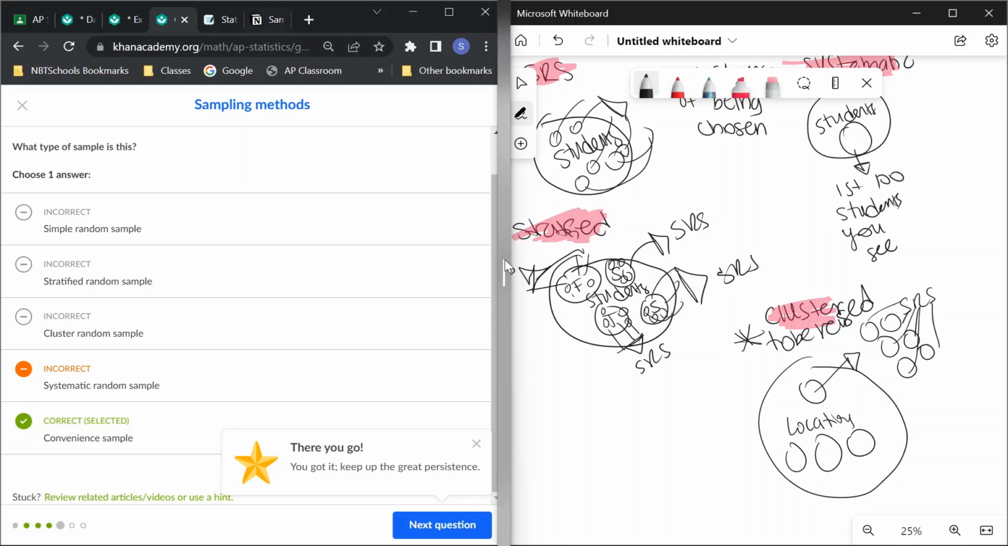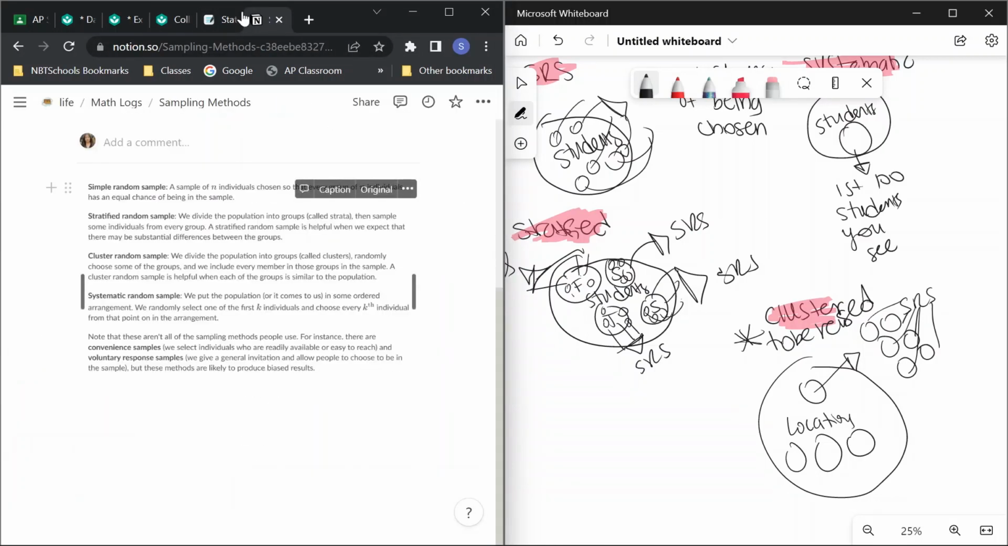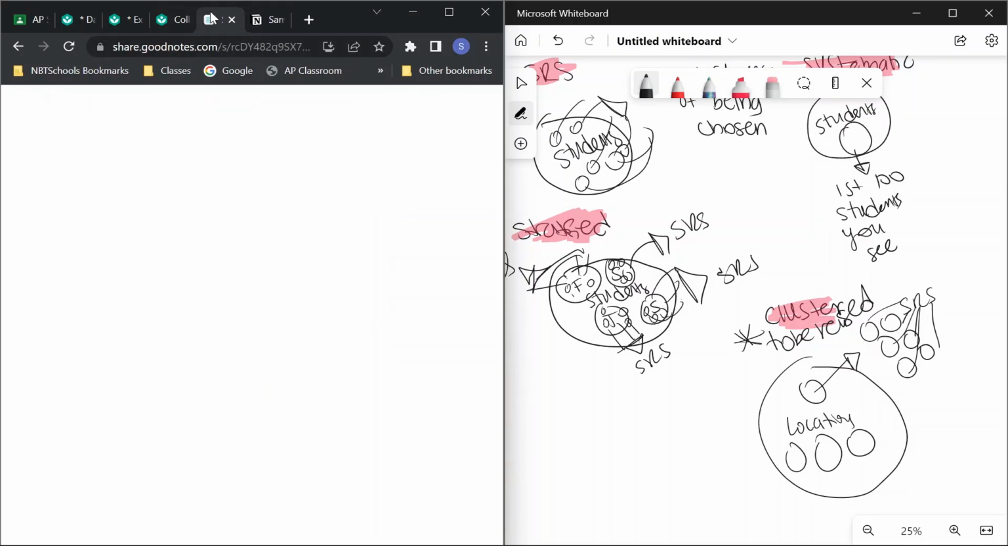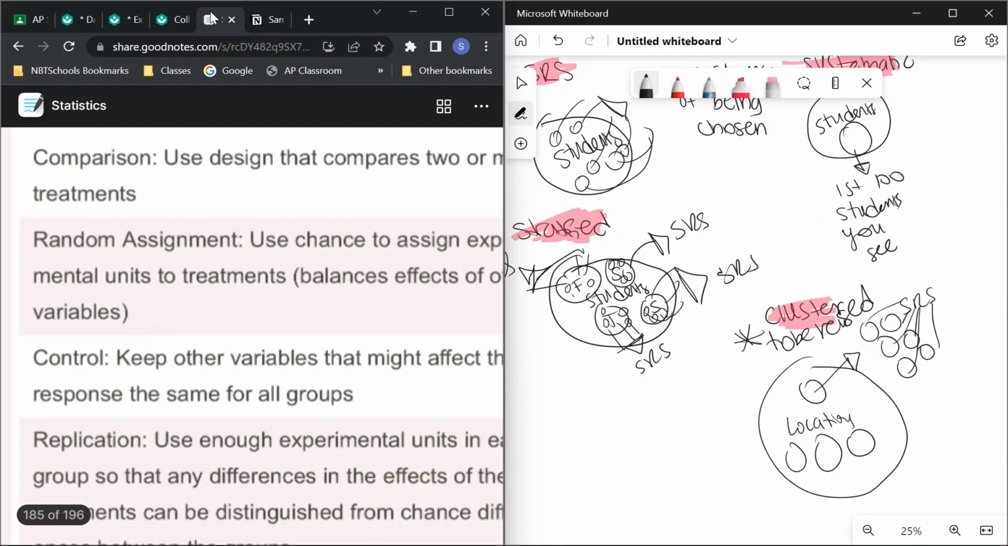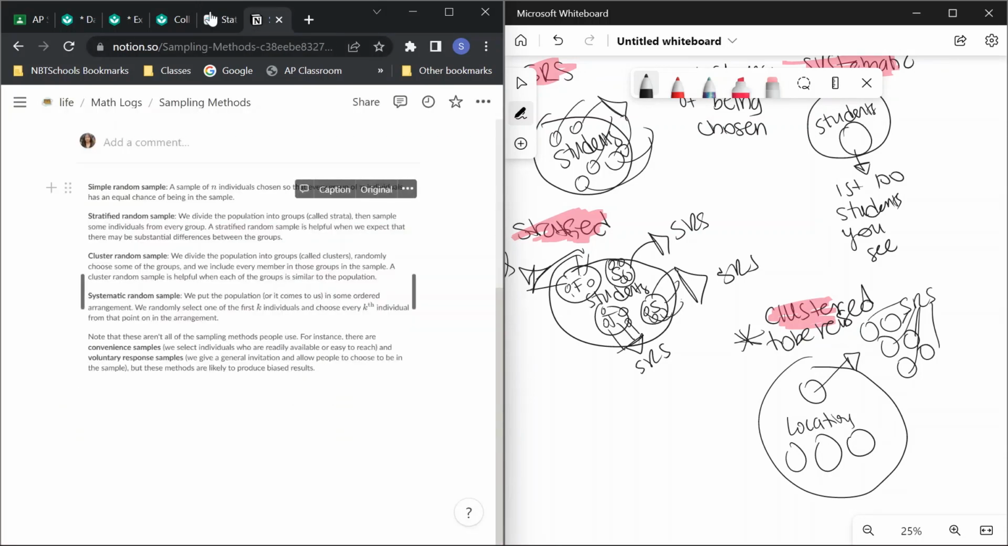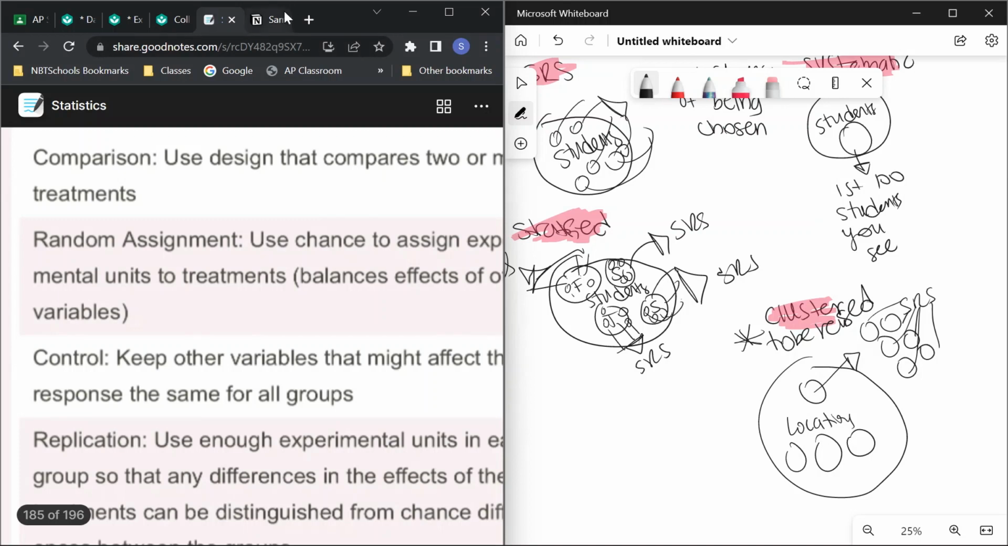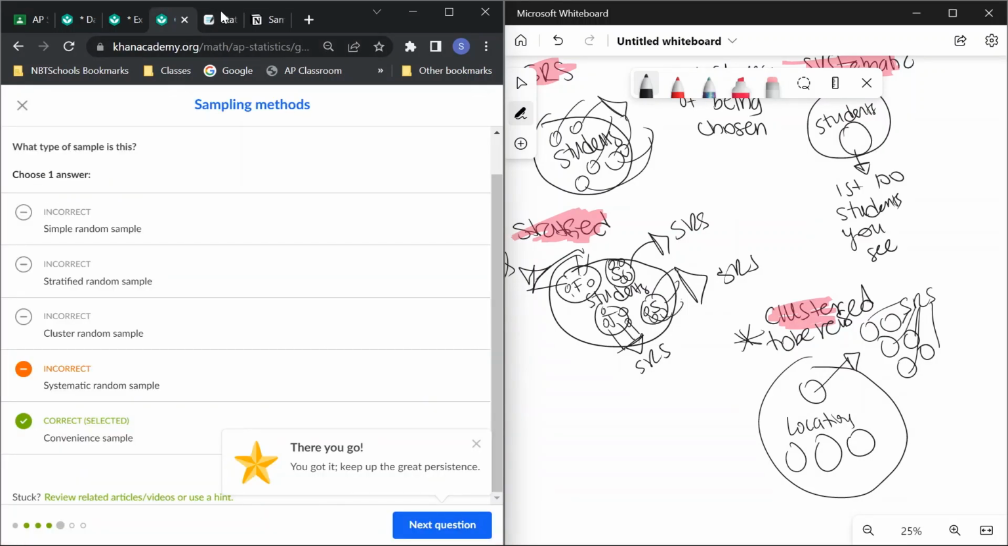Convenience sample, did we have that? They mentioned convenience sample is when we select individuals who are readily available or easy to reach. Then what's the difference between systematic and that? Okay, systematic is when the population comes to us in some ordered arrangement, we randomly select one of the first K individuals and choose every Kth individual. Oh, okay. So it's when we do it on purpose. Sure, I totally understand that. Let's move on, because I totally didn't understand that.